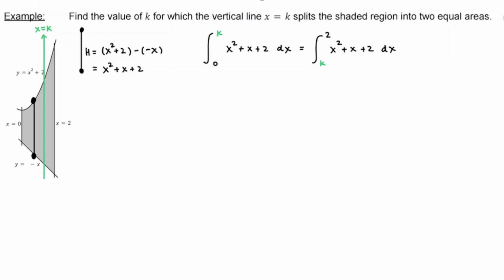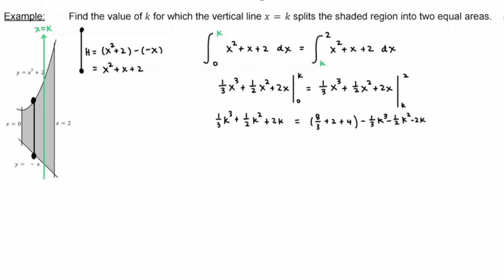Okay, we haven't really had to solve too many equations like this in this class, but I suppose we could. And what we'll do is we'll just anti-differentiate, so 1/3 x to the third, 1/2 x squared, and 2x as x goes from 0 to k, and that's going to be equal to, well, the same antiderivative because it's the same integrand, as x goes from k up to 2. And so I'm going to plug some stuff in. As you can see, it's not all that exciting.